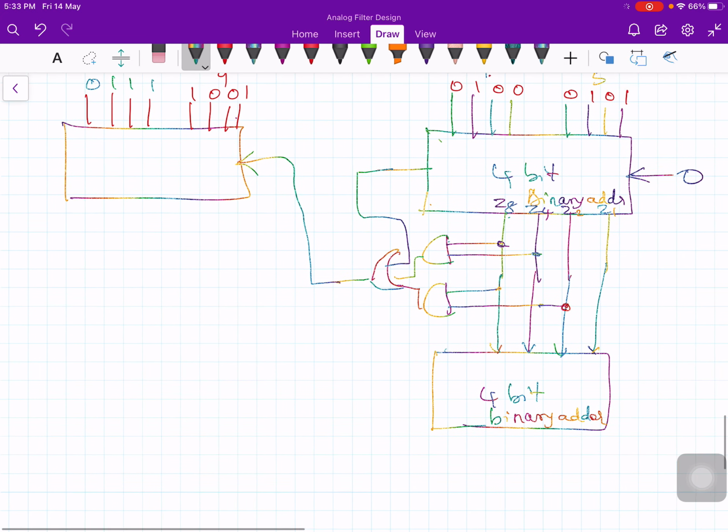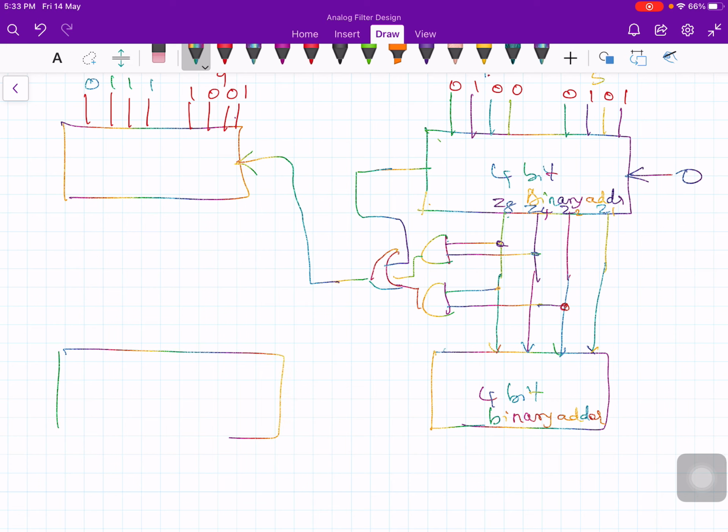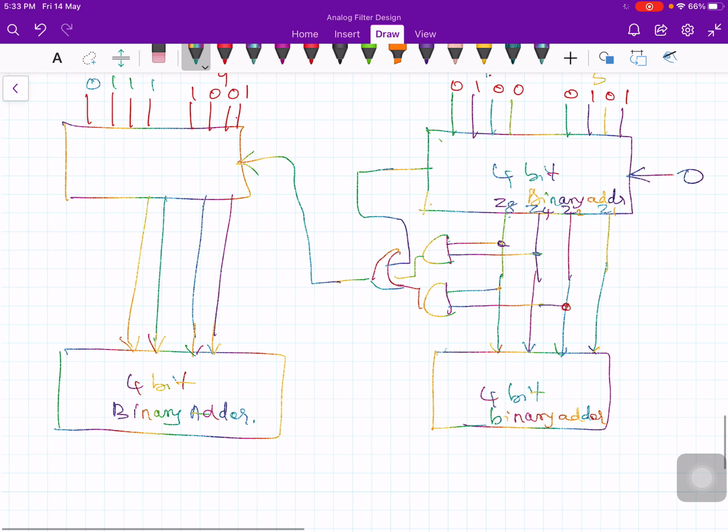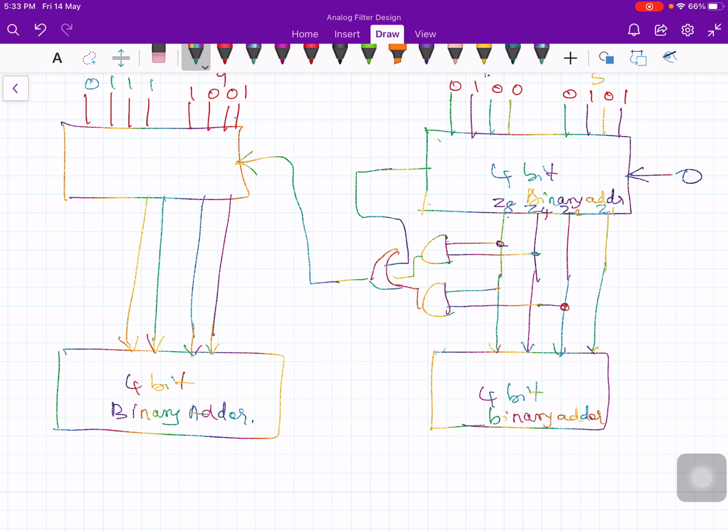Okay, and then put another 4-bit binary adder. Okay, I'm sorry, I ran out of space here. Anyway, let me put two AND gates, one OR gate, then you connect it here. Okay, let me finish. Okay, no problem.